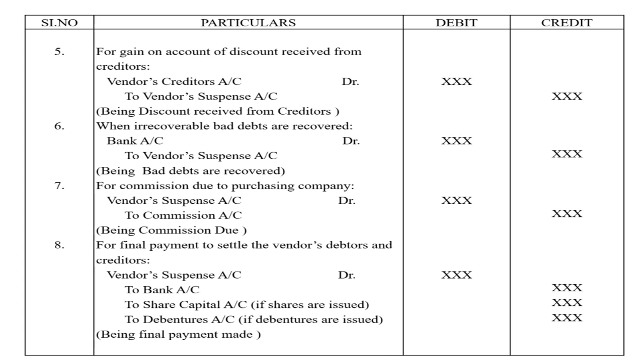Then the next one, when irrecoverable bad debts are recovered: Bank account debit, to vendor suspense account. Then for commission due to the purchasing company: Vendor suspense account debit, to commission account. For final payment to settle the vendor's debtors and creditors: Vendor suspense account debit, to bank account, to share capital account, to debentures account.